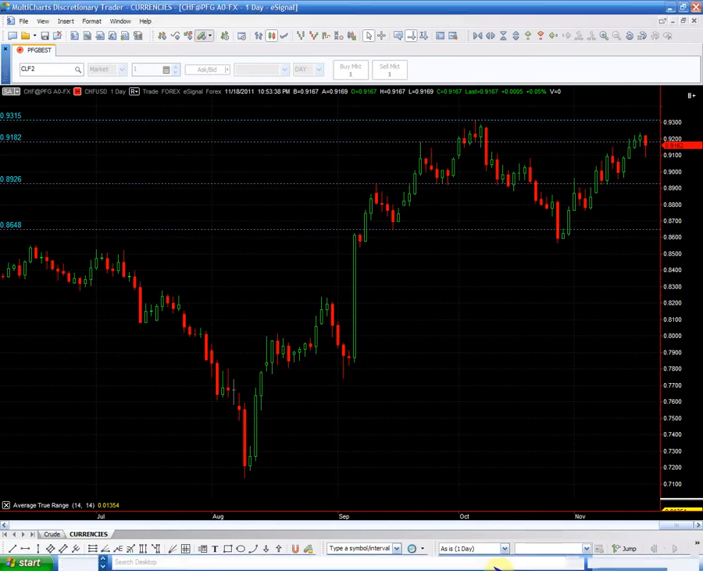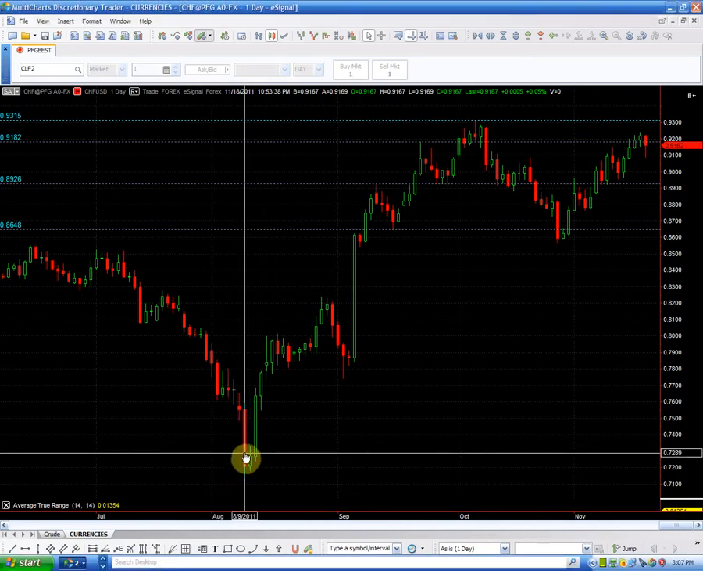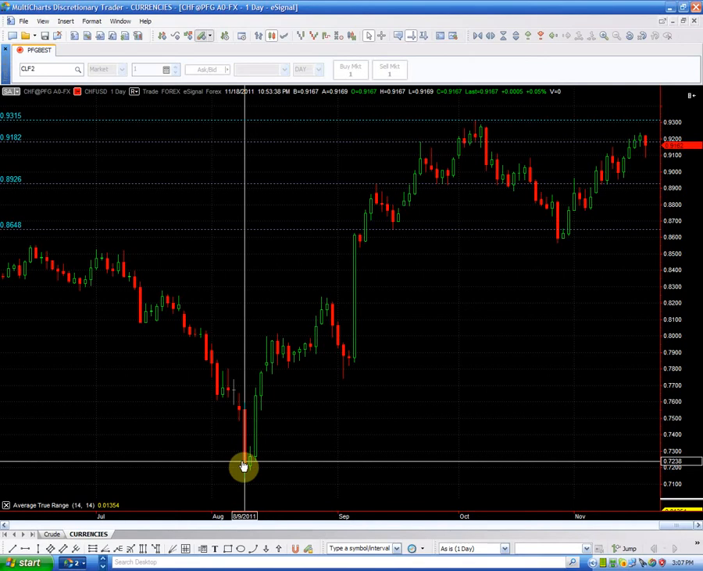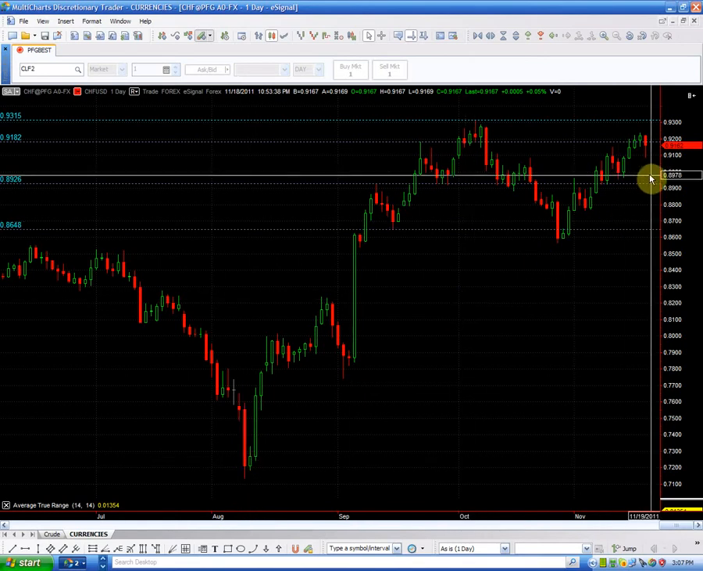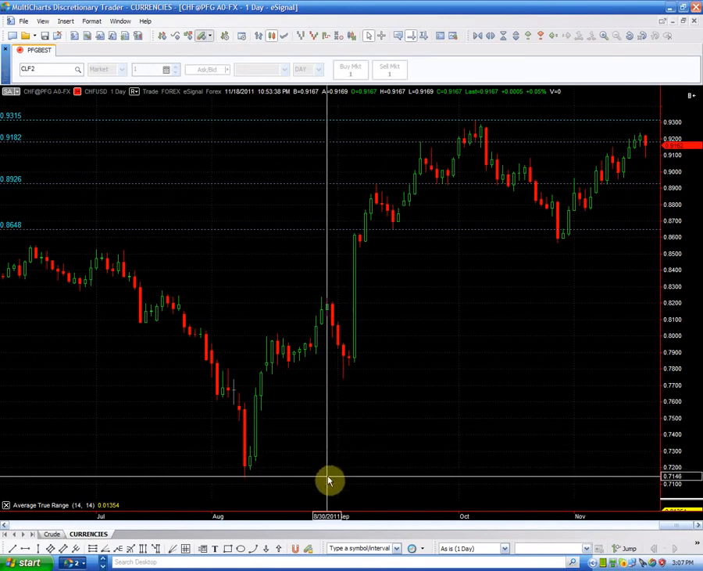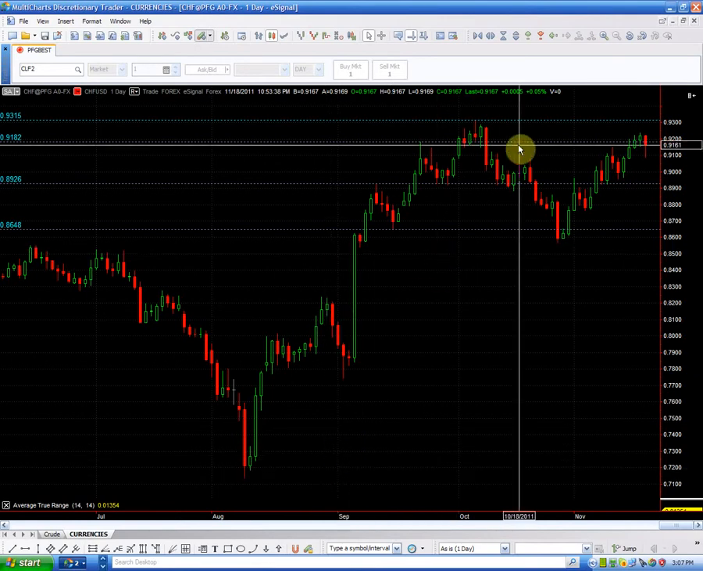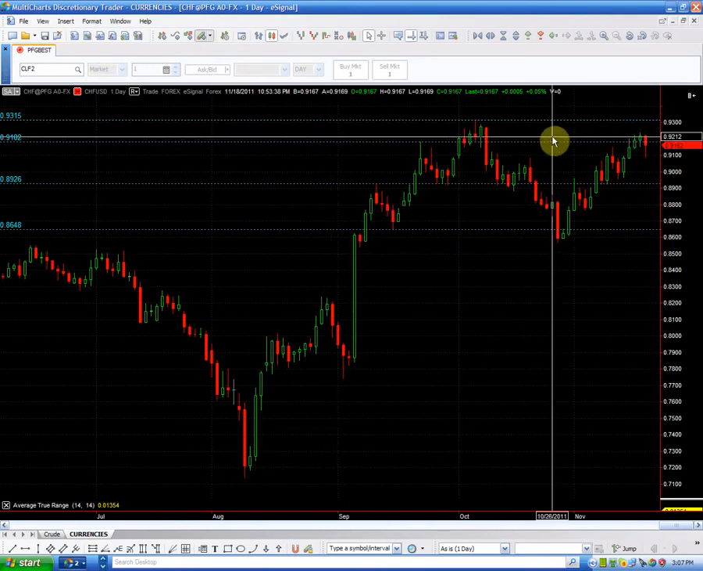If you look at the dollar Swiss from August of this year until we are now in November, it was trading at 0.71. Now it is trading at 0.91. It went up about 200 pips or about 20%. The dollar Swiss appreciated about 20% in the last 3 months.